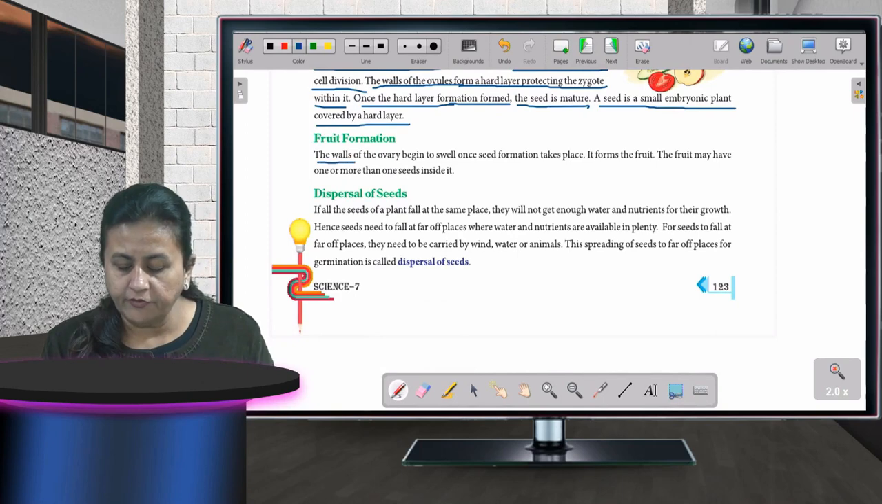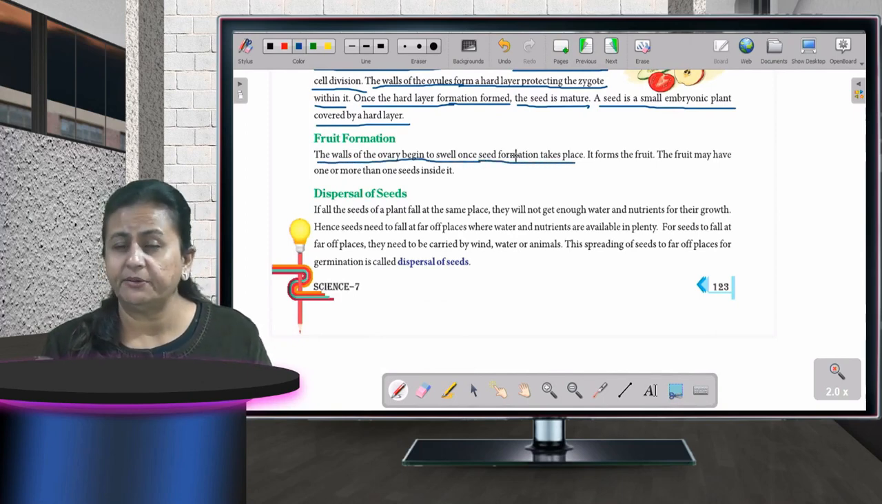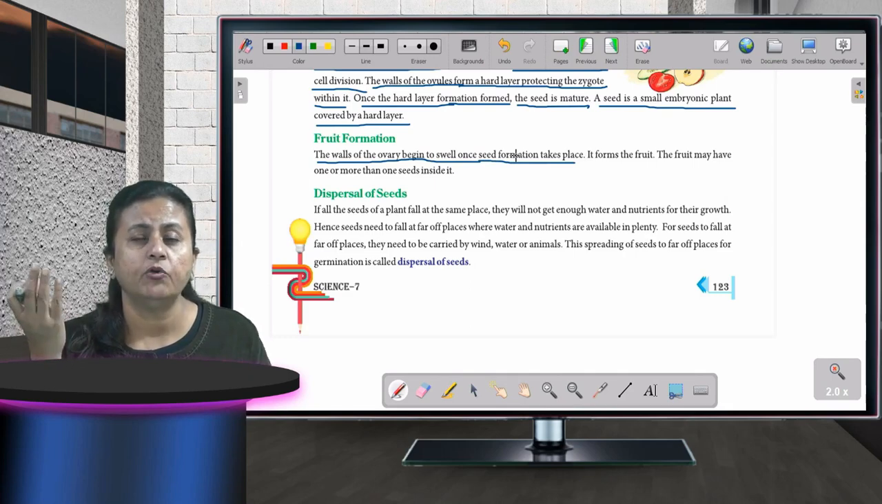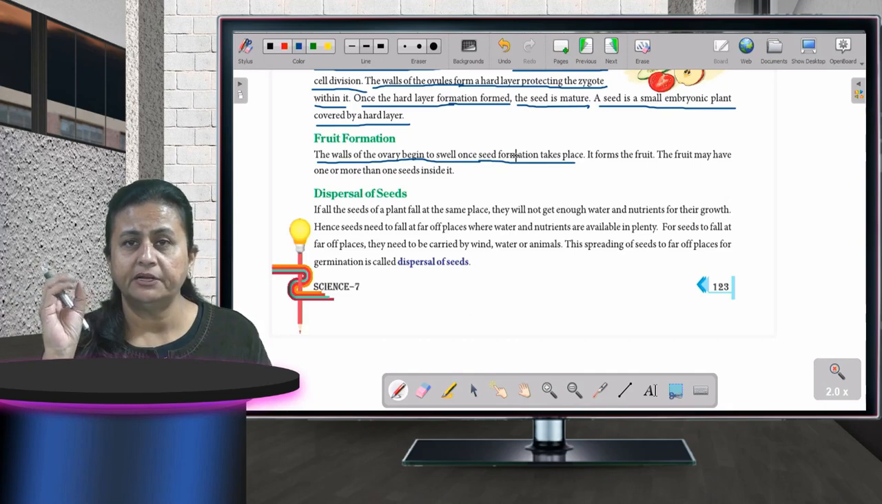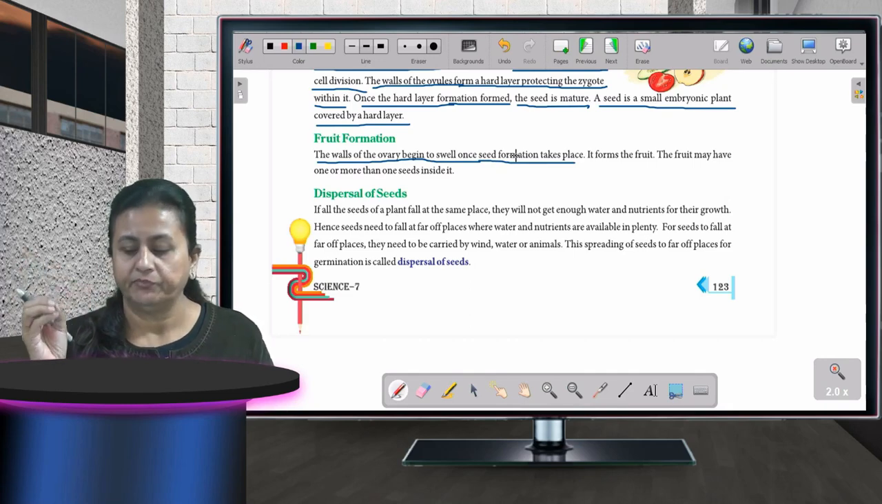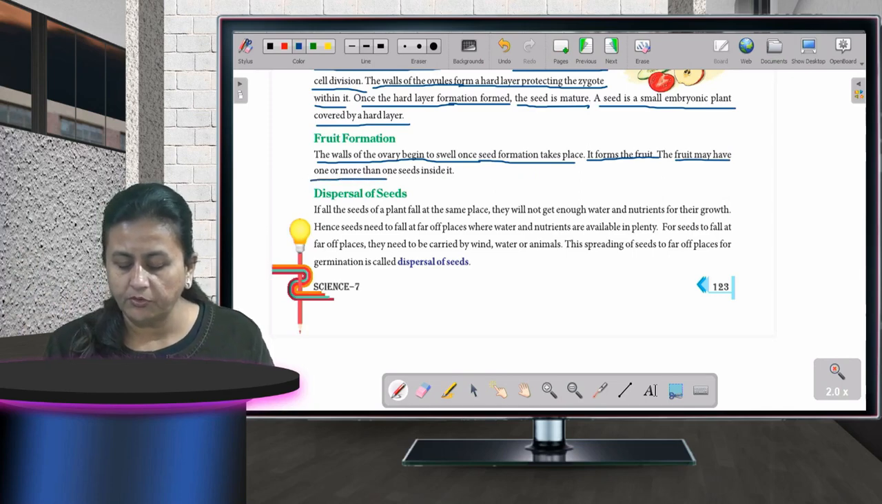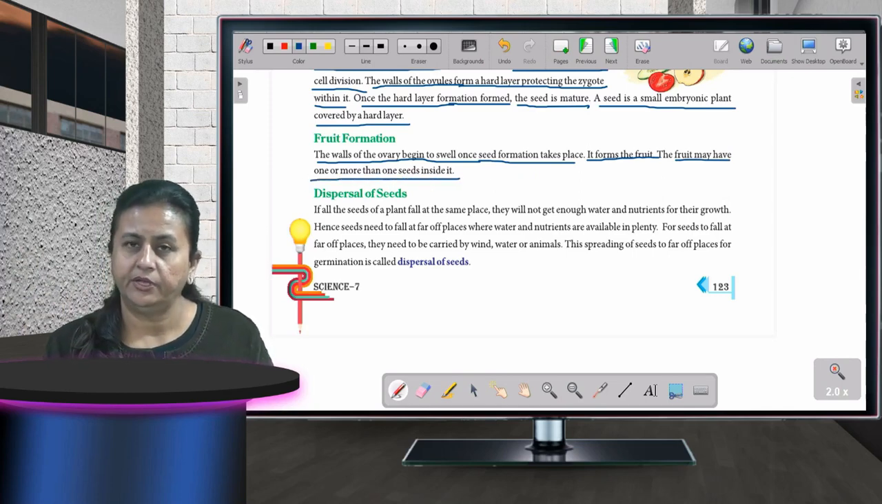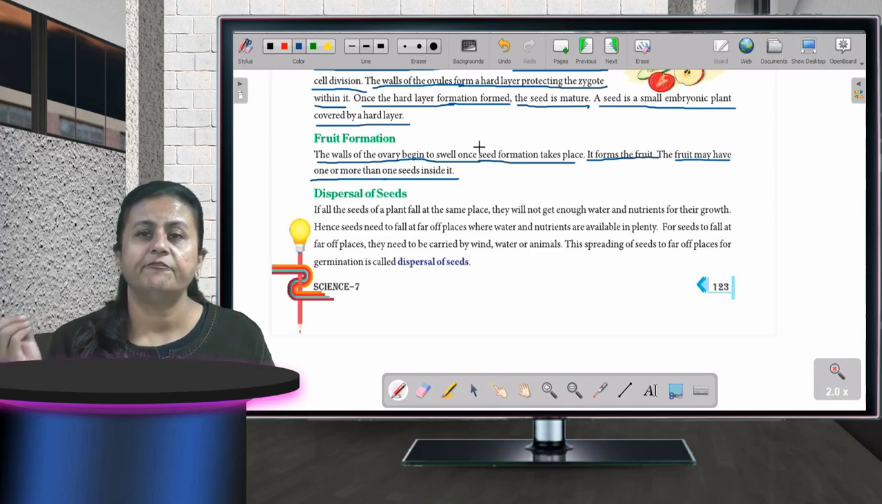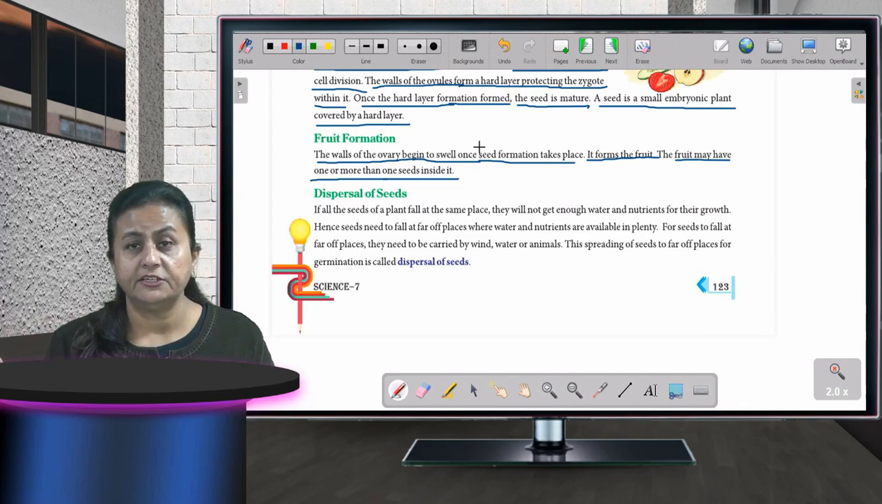The walls of the ovary begin to swell once seed formation takes place. When the seed is formed, what happens? This ovary starts swelling. Swelling means it becomes fatter. It forms the fruit. The fruit may have one or more than one seed inside it. And what does the fruit contain? Fruit also contains the seeds in them. There are many fruits which have many seeds in them. There are such fruits also which do not have any seed in them.